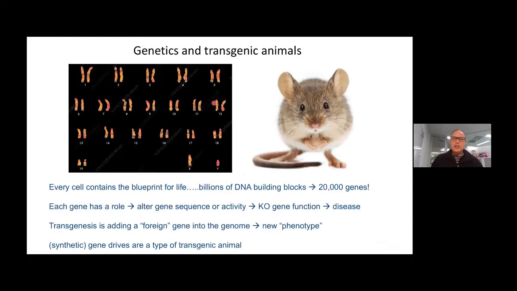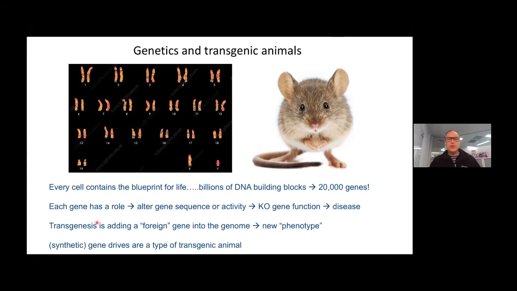So again, just so we're all on the same page, this will be familiar territory, I'm sure, to many of you in the audience, but just to start with genetics 101, as it were, just to remind you that in every cell of every organism there are the DNA building blocks of life. And in the case of mouse, I'm just using it here as an example, we have 20 chromosomes, and they contain altogether around 20,000 genes.